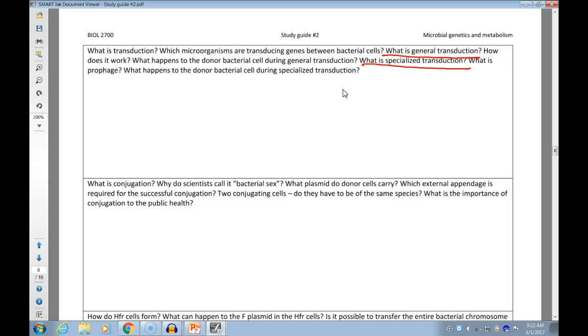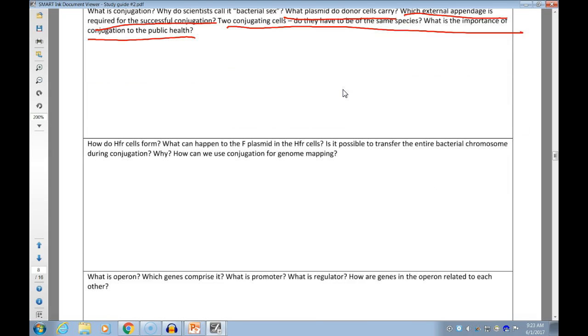Conjugation, bacterial sex: exchange of DNA between two live cells. Remember, live cells, they don't die afterwards. Fertility plasmid, external appendages, pilus, two conjugating cells. Do they have to be of the same species? No, they don't. Again, all this exchange of genetic information is important for public health: antibiotic resistance and virulence, different virulence factors.